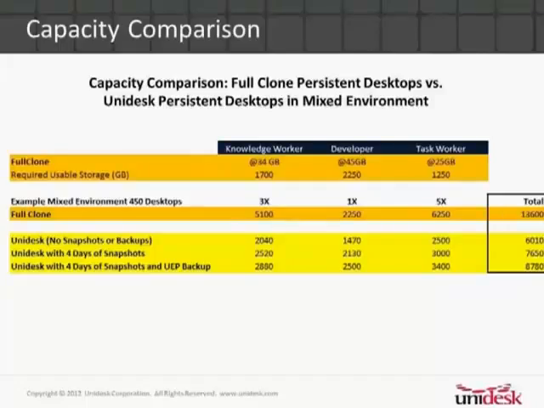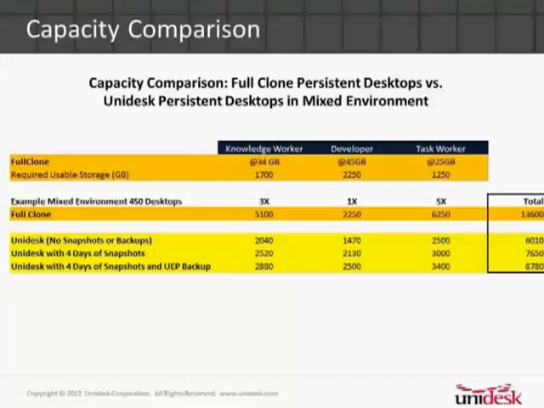Then what I've said is, what if we have 3 cache points worth of knowledge workers, 1 cache point worth of developers, and 5 cache points worth of task workers? What would we see for numbers? And what you would see there really is that the total required storage for full clones is about 13.5 terabytes. The apples to apples Unidesk would be 6 terabytes, right? So that's a 7 terabyte difference.